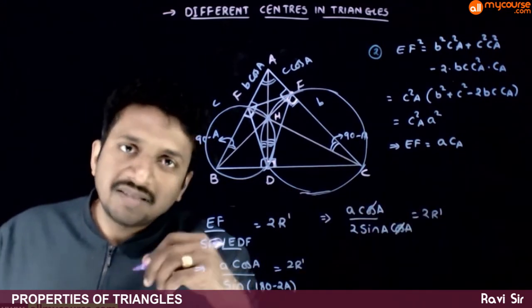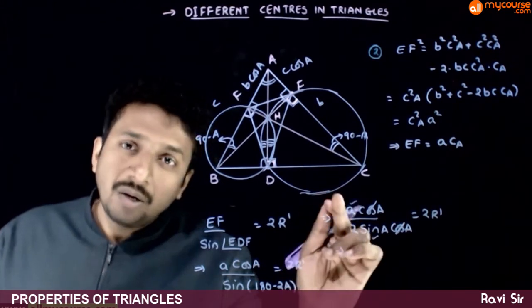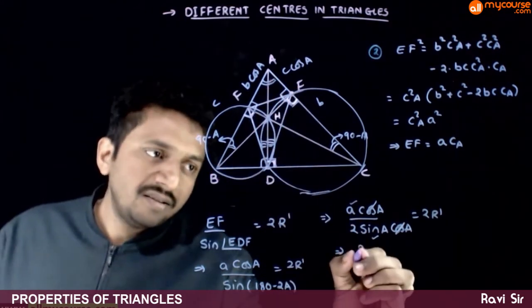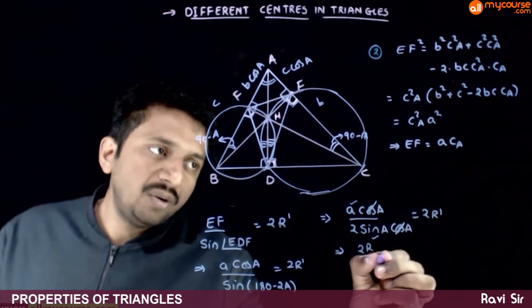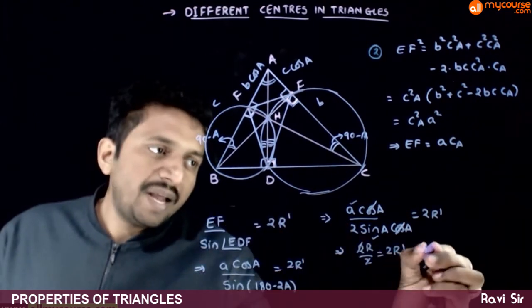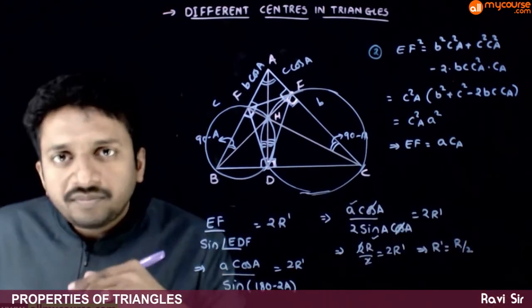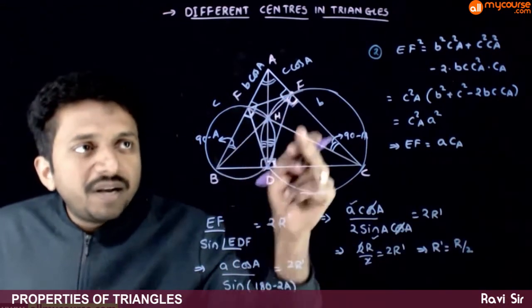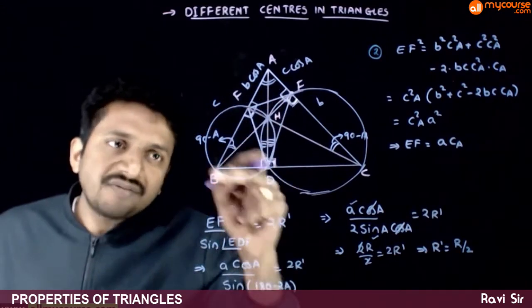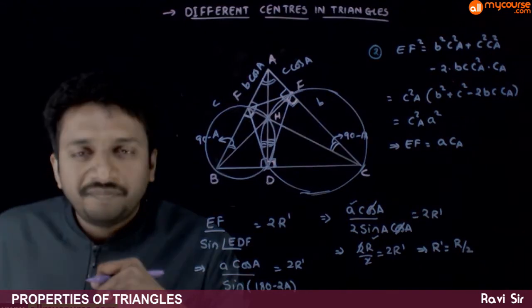So these two get cancelled. Now A by sine A is nothing but 2R of the original triangle. So 2R by 2 is equal to 2R dash. 2 and 2 get cancelled. This implies R dash is equal to R by 2. That means the circumradius of the pedal triangle is equal to half of the circumradius of the original triangle.